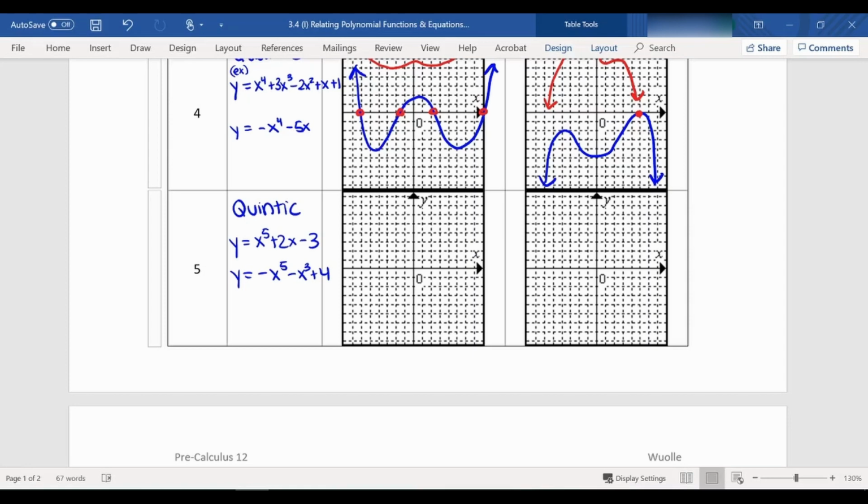Again, you could have other powers of x in there. This one, the first one, you've got just an x, and then the next one, you've got an x cubed. There could also be an x squared, an x to the power of 4. But the key here is that the biggest power is x to the power of 5. So for a quintic, you're going to have tails that go in the opposite direction. And again, if it's a positive leading coefficient, it's going to look like it goes up left to right. A negative leading coefficient goes down left to right.